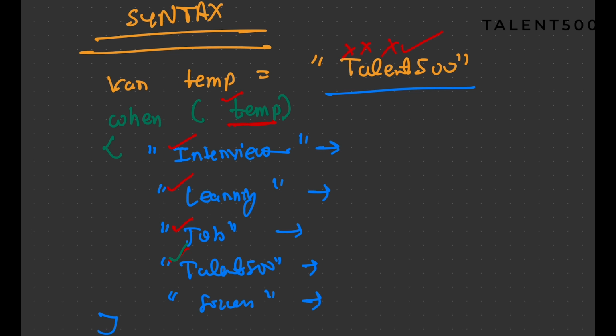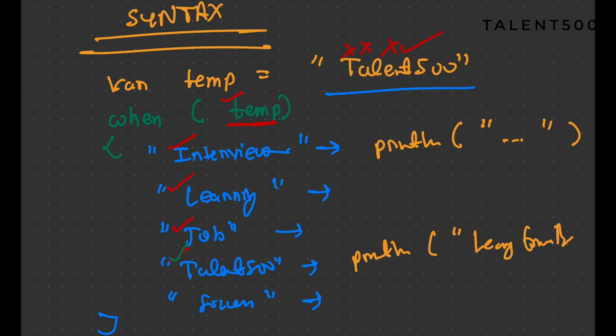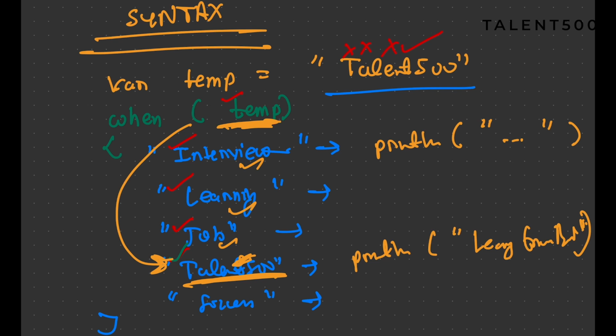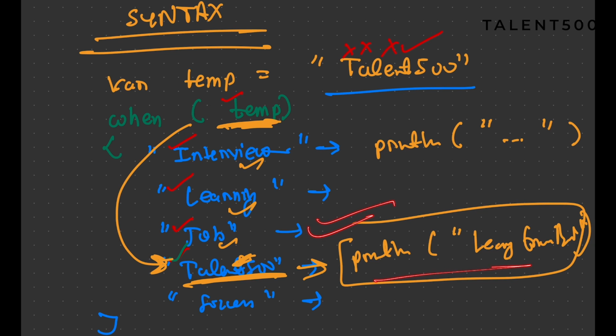So let's say you are writing here println, something, and maybe you are writing "learning from best". It will check that the value of temp matches the value of the fourth option, right? These two are matching, so it will execute this part. It will execute whatever is written here. So it will print "learning from the best".